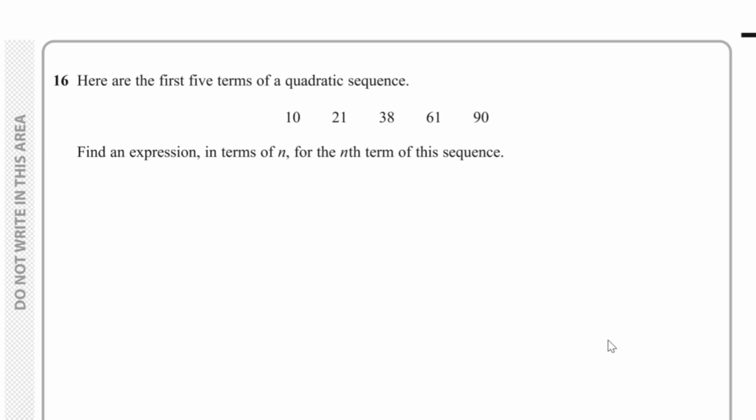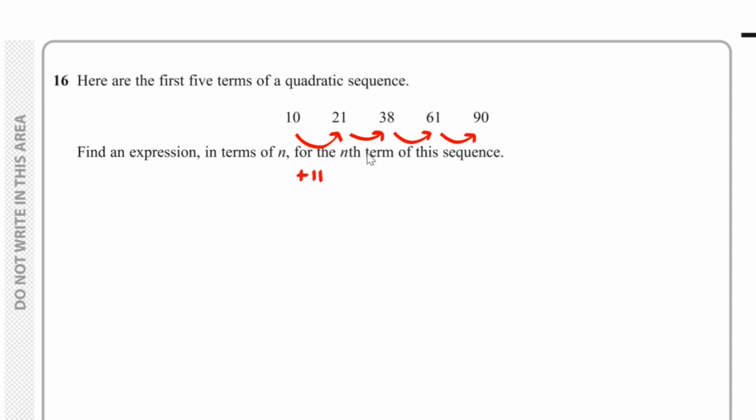Question number 16. Here are the first 5 terms of a quadratic sequence: 10, 21, 38, 61 and 90, and we have to find an expression in terms of n for the nth term of this sequence. So the first thing we will do is we will find the difference between each term. So if we find the difference between each term, well, here we have 11.